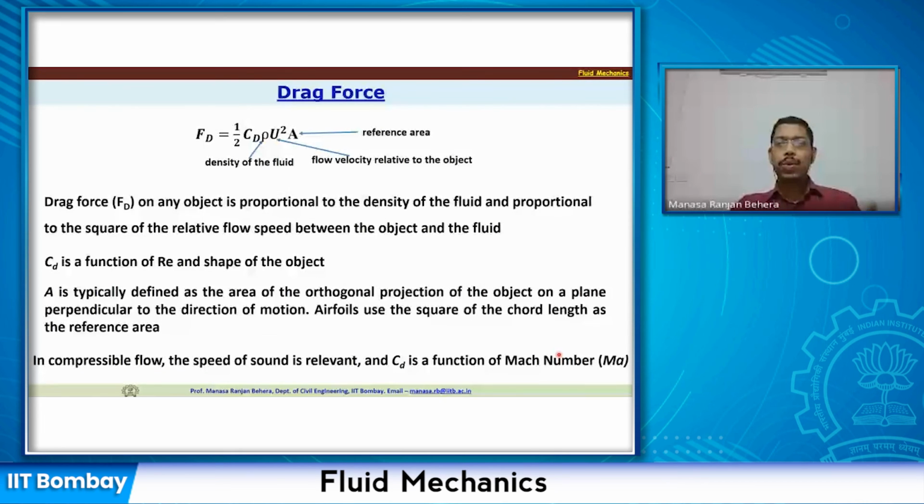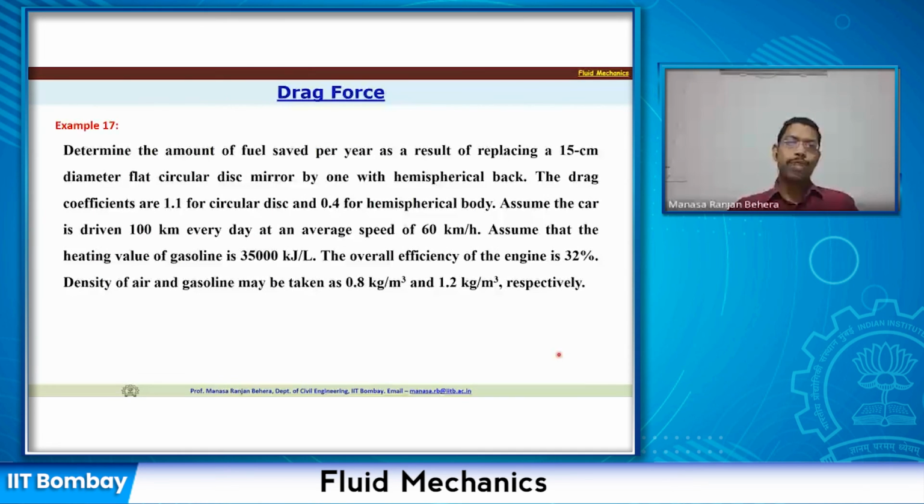All right, let us now quickly look at a simple problem which will give you some idea how this drag force is calculated and its impact on various structures or applications. So if you look at this problem statement, it says determine the amount of fuel saved per year as a result of replacing a 15 centimeter diameter circular disc mirror by one with hemispherical back. So you have a mirror on a vehicle. You have a car or some bike where there is a mirror attached, and instead of a circular disc kind of mirror where the back is completely flat, if you replace it with a hemispherical back, what is the fuel that you are going to save?